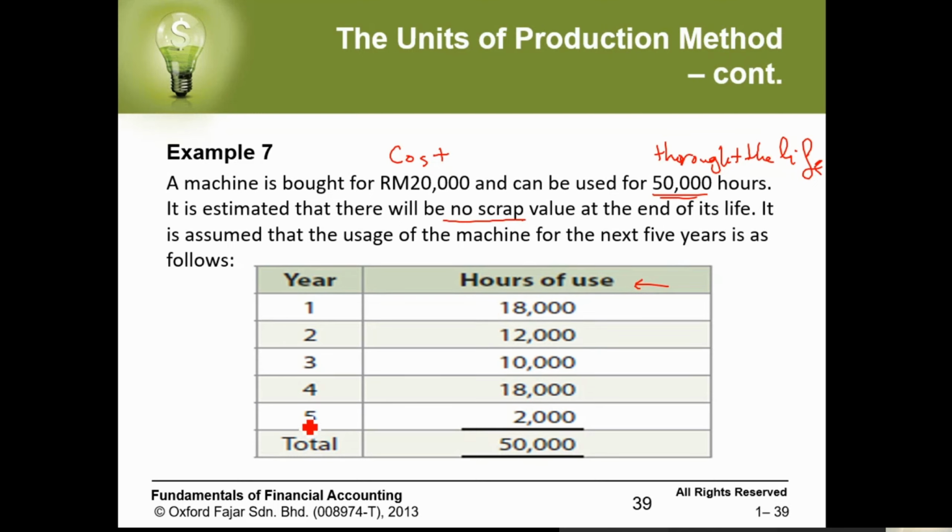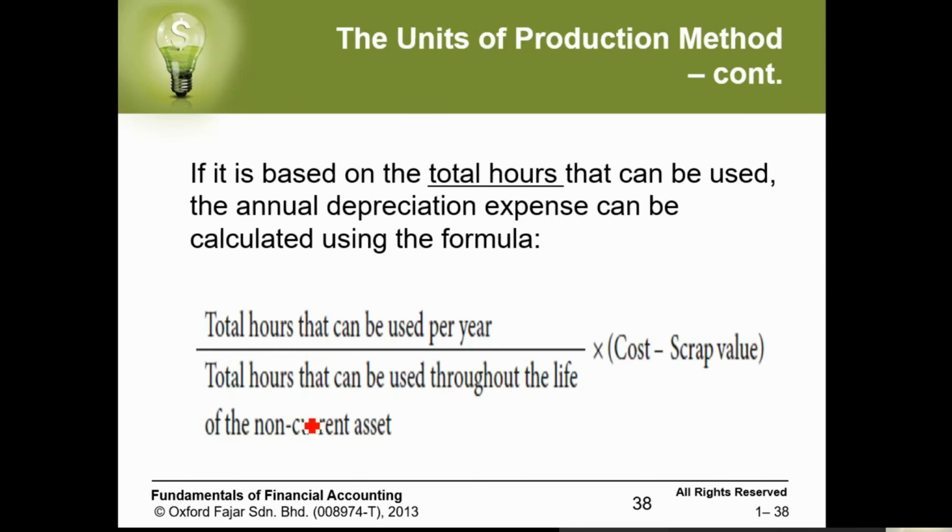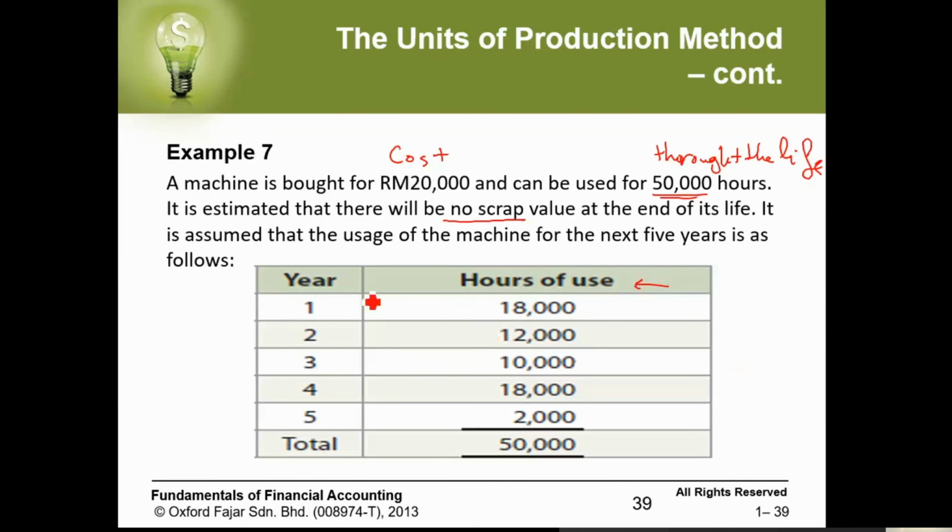So here we need to calculate the depreciation for each one. If we go to the previous equation, total hours used per year: year number 1 is 18,000, divided by the total hours for the entire life of the asset, which is 50,000. This will be multiplied by the cost of the asset minus scrap. There is no scrap, so multiply by 50,000. For the second year, it's 12,000, the number of hours we use this year, divided by the 50,000 total hours for the entire life of the asset, multiplied by 50,000.